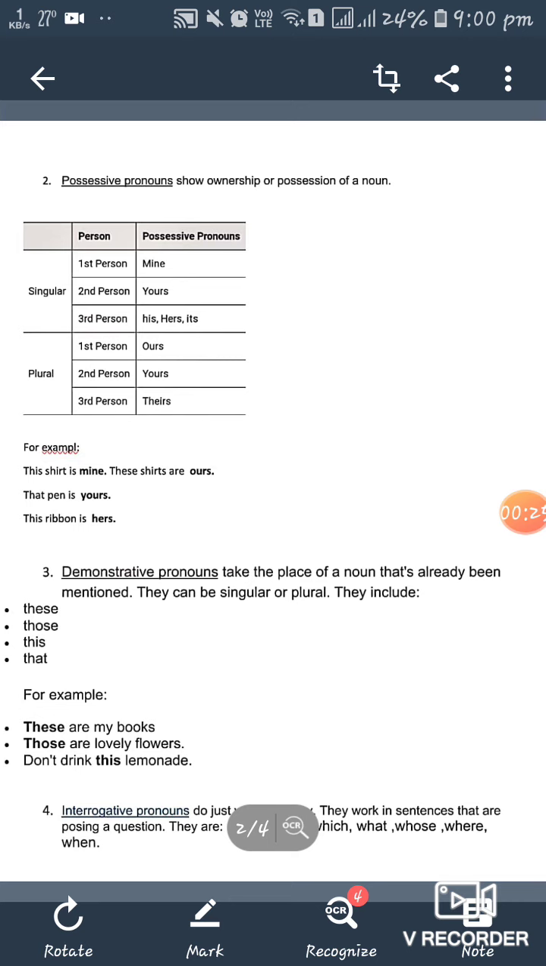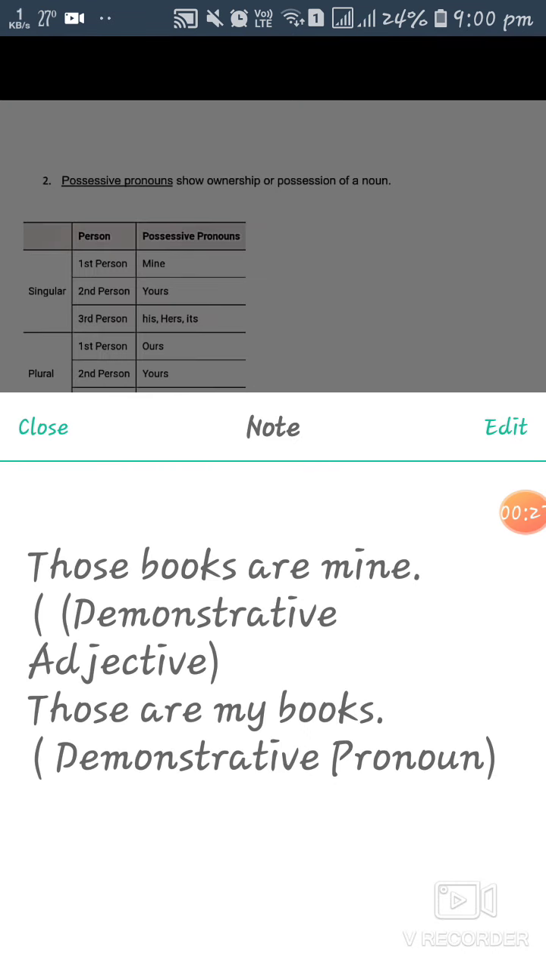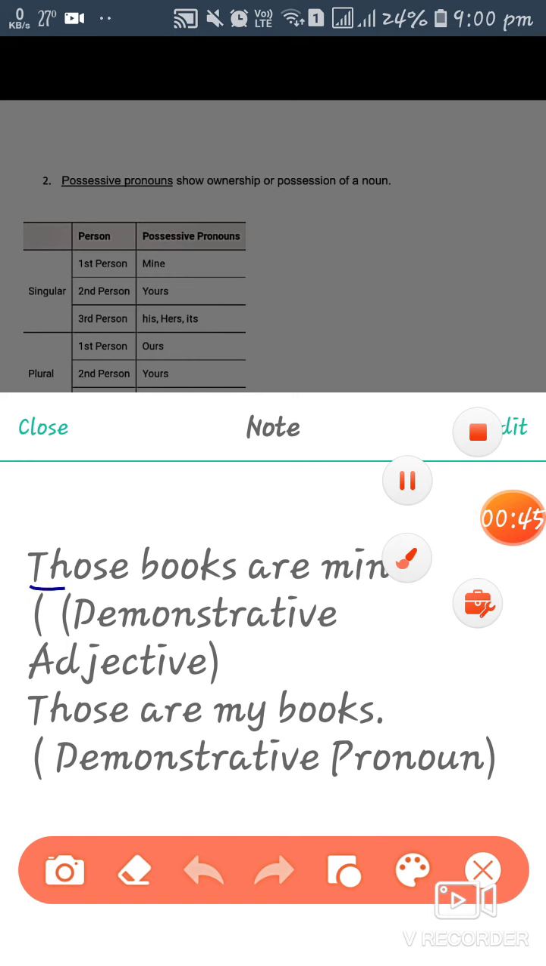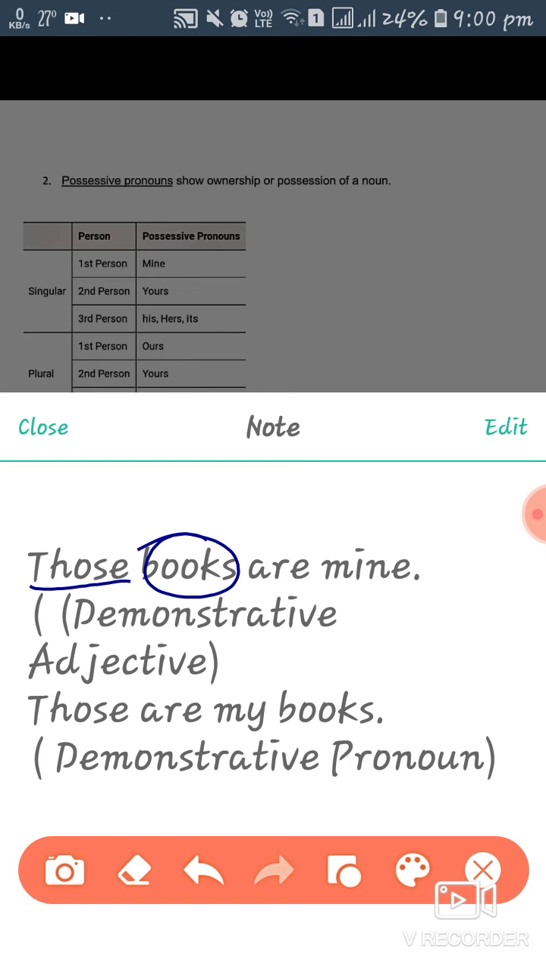Now let's take an example while we are studying demonstrative pronouns. Here you also have to keep in mind that the demonstrative adjective is also there, and you may get confused. Right? So see, two sentences I have written. Those books are mine. Here the word those is describing the word books. Alright, so it is a demonstrative adjective. Remember, children, whenever a word is describing a noun, it is always an adjective.